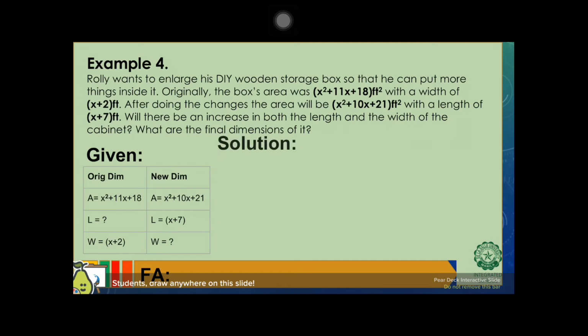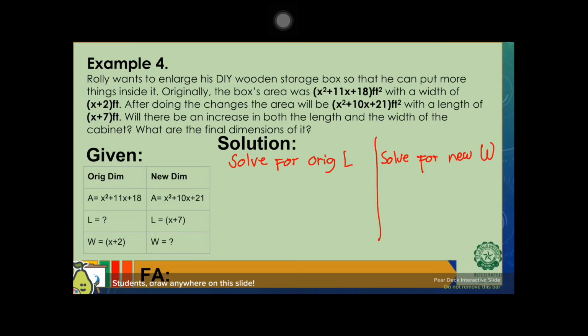For the solution for this one, we will be dividing our solution into two. The first one we will be solving for is the original length. And then the other one will be to solve for the new width. Then let's compare the values later.